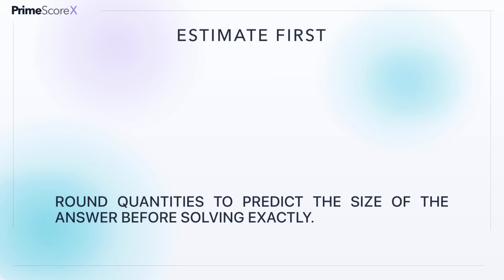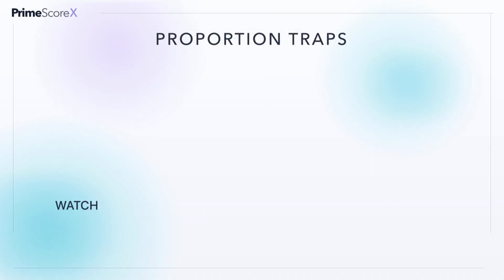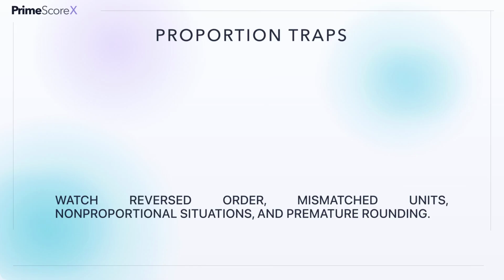If 19 items cost about $6 each, the total should be near 20 times 6, or $120. If your exact calculation produces $12 or $1,200, a decimal or place value error occurred. Estimation is not a replacement for exact work when exactness is required. It is a fast reasonableness filter.